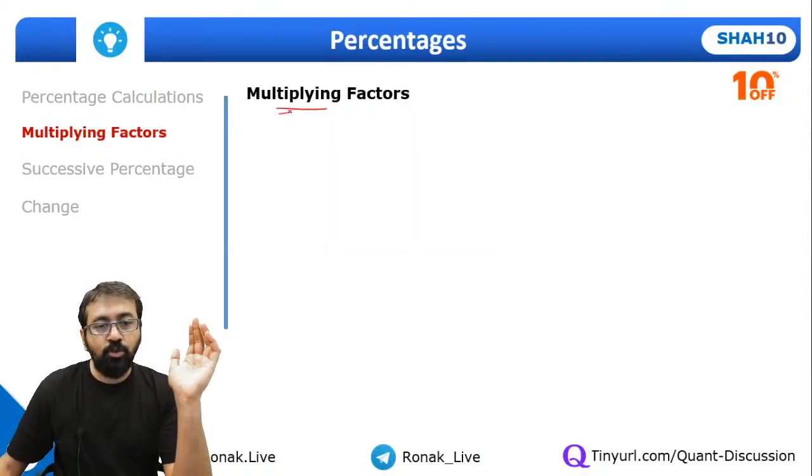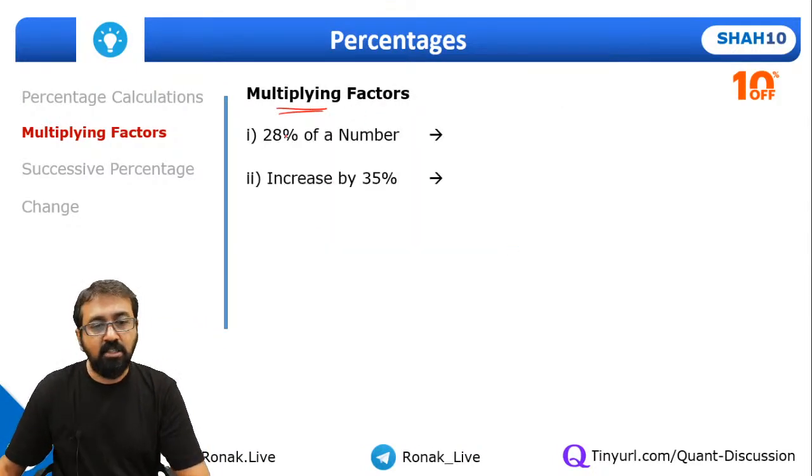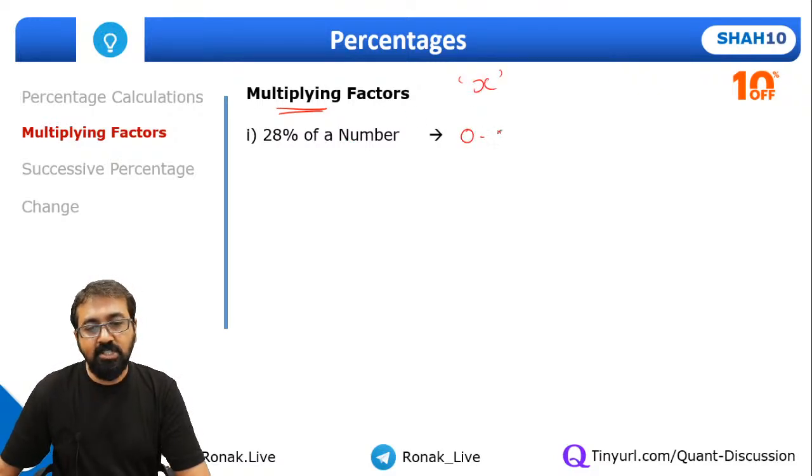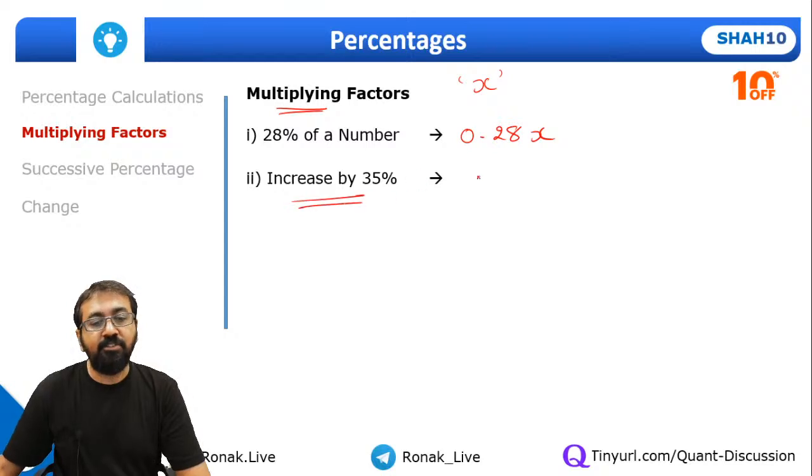Then the next thing that you had to understand was the multiplying factor. So when you want to find 28% of x, it will be 0.28x. Or when you want to increase a number by 35%, you will have to multiply x by 1.35. Do you remember that, guys?